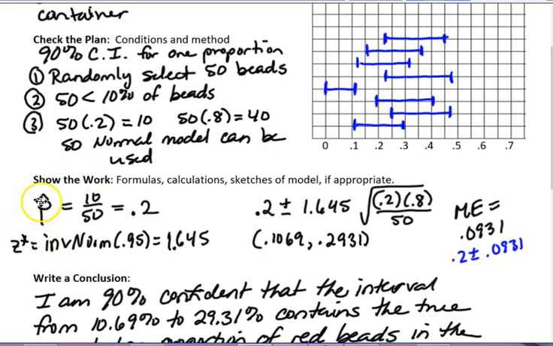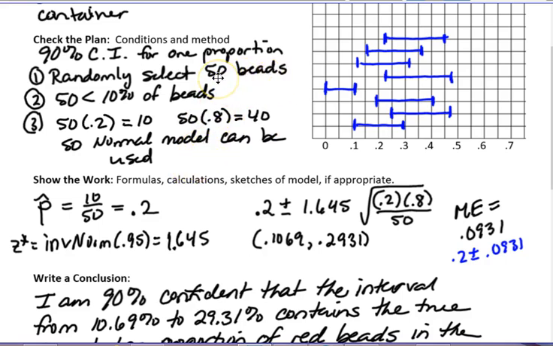So I'm going to take a sample. I took a sample of 50. I got 10 out of 50 that were red, and that's a 0.2. So now I'm going to go back and check my condition. 50 times 0.2 is 10. 50 times 1 minus 0.2 is 40. Both of them are greater than 10.